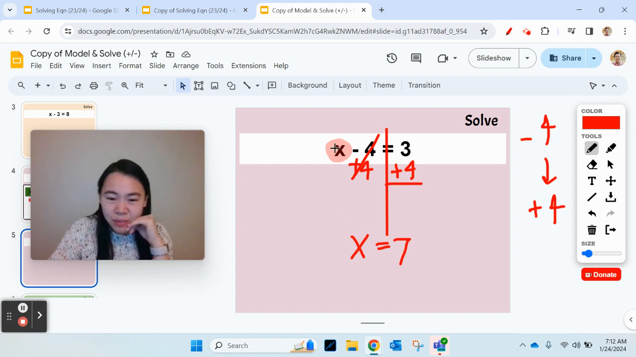All right, x equals 7. 7 minus 4 is 3. Does that make sense? Is 7 minus 4 3? Yes. So that is correct. Okay.